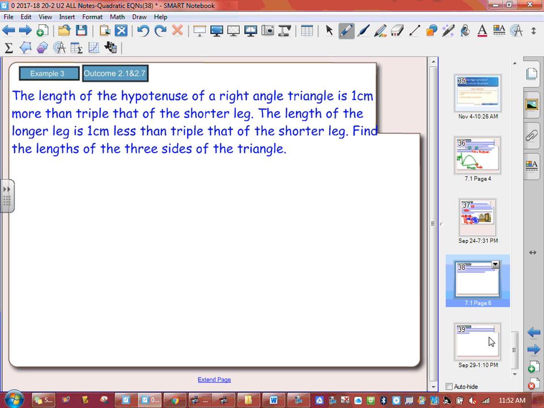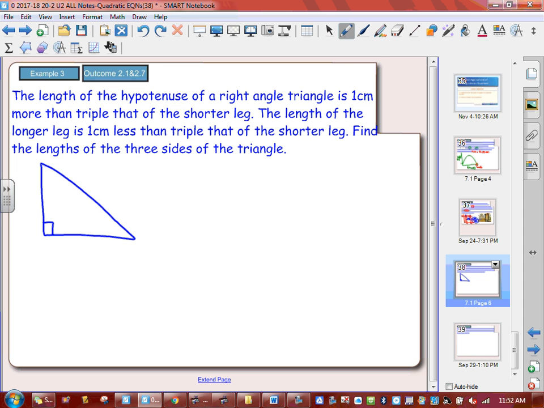That would help with it. Okay, this one's talking about a triangle. It says the length of the hypotenuse of a right triangle is 1 centimeter more than triple that of the shortest leg. So we have to draw this.